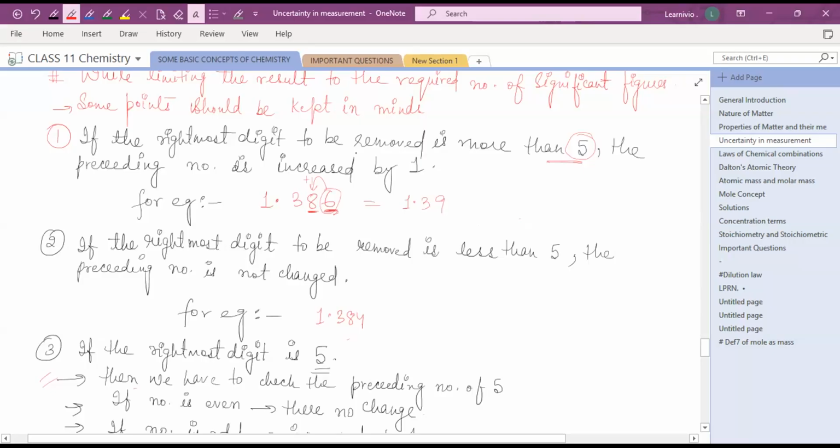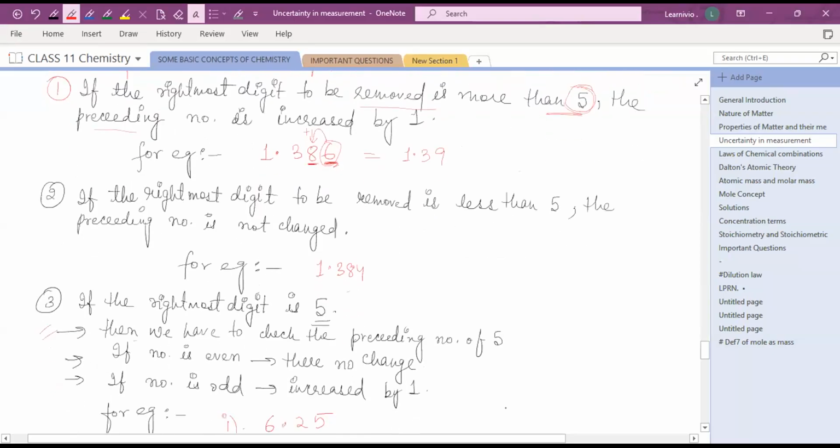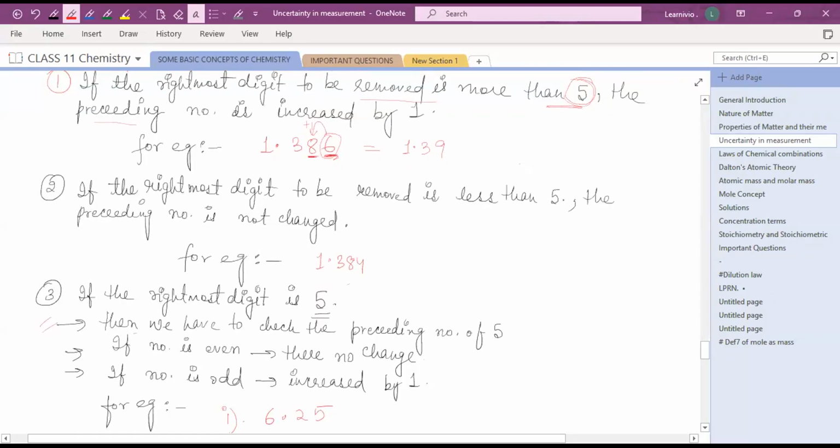So again, I'm just repeating. If the rightmost digit to be removed is more than 5, so what we have to do? We are supposed to add 1, which means the preceding number is increased by 1. Very simple. So 1.39, right? Now see, second one, if the rightmost digit to be removed is less than 5, in that case there is no change in the preceding number, right? We don't increase, there will be no change. You simply remove it and just write down these digits, 1.38.